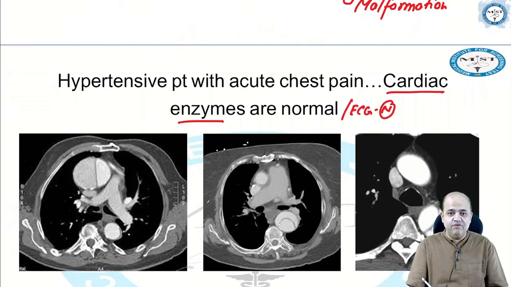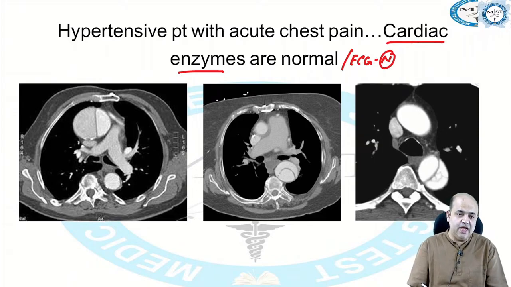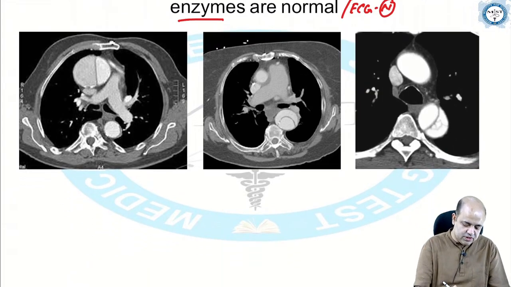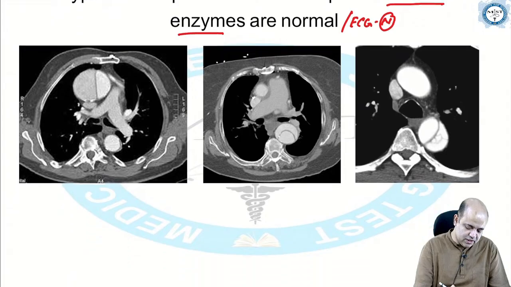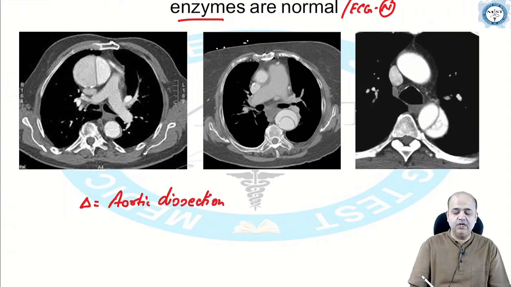Then we have done an echocardiography. Echocardiography will suspect a diagnosis of the aortic dissection. And then how is it confirmed? It is confirmed with the CT aortography. So the diagnosis is aortic dissection.